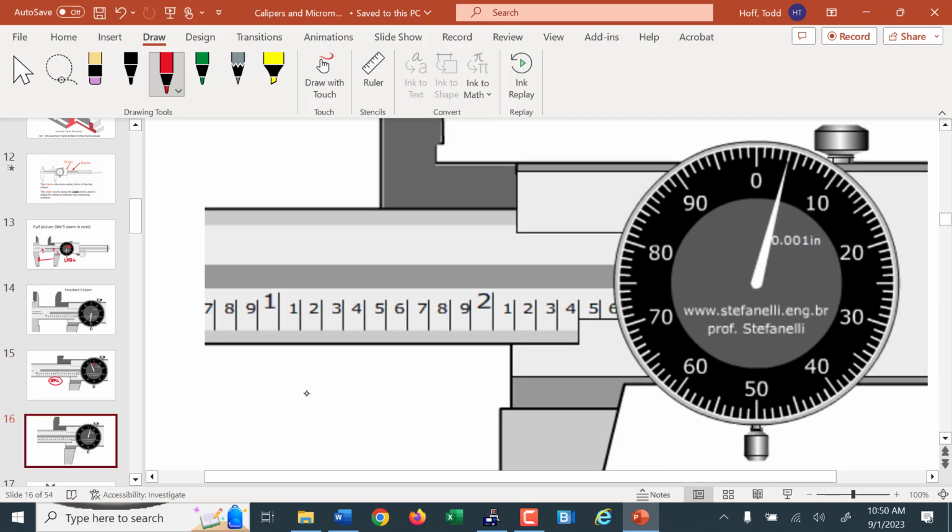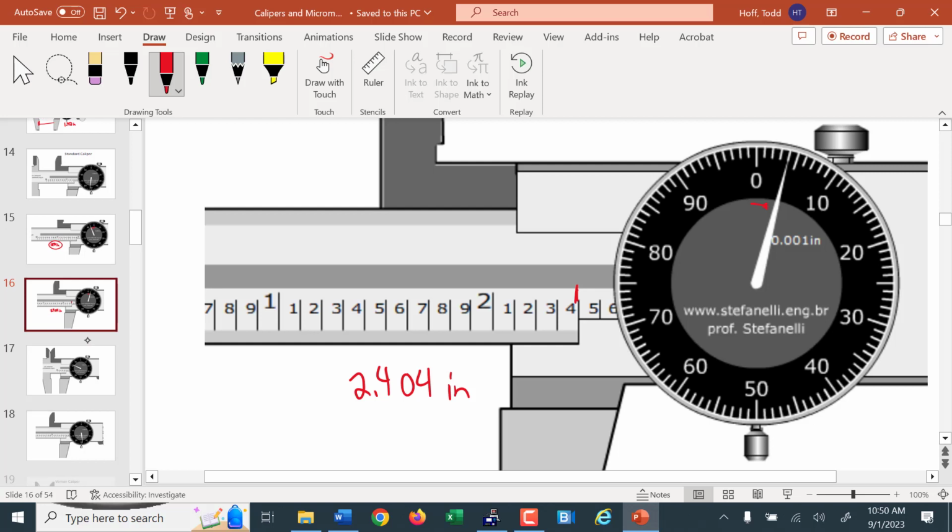We'll read one more. What's this one read? .404. Perfect. It is just past 0, so that means we did pass the 0.4. And, of course, the 4 is in the thousands place. Let's skip ahead to metric.